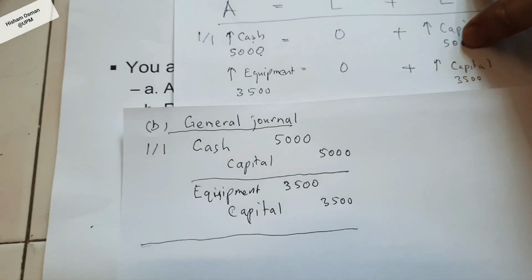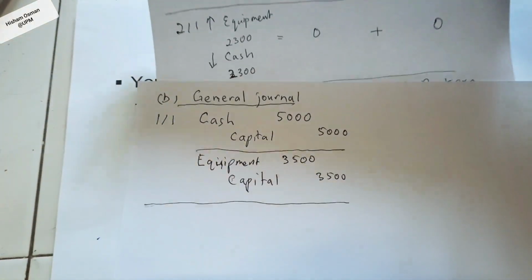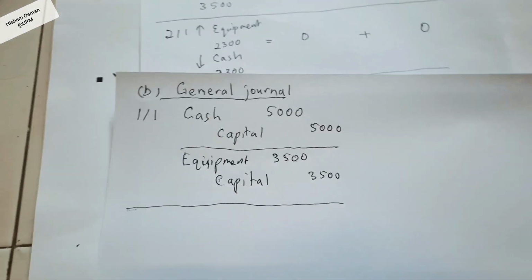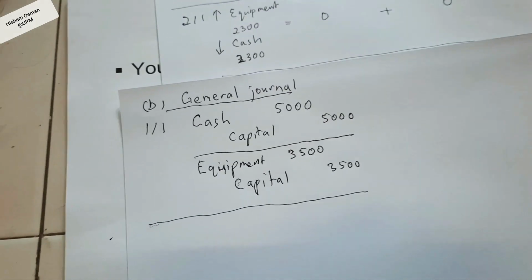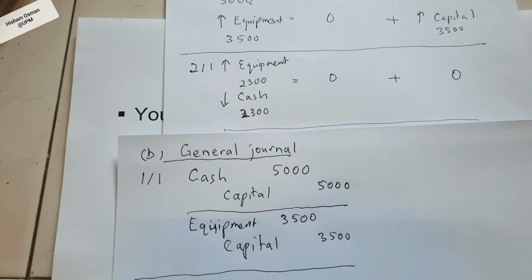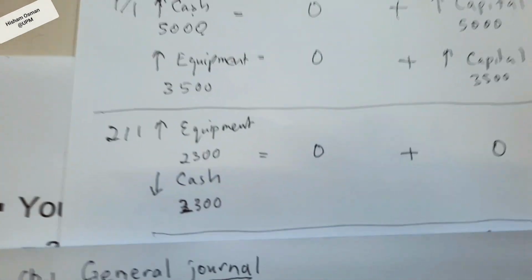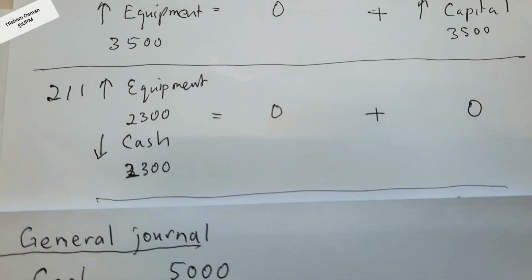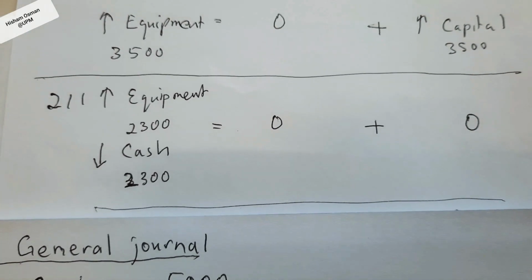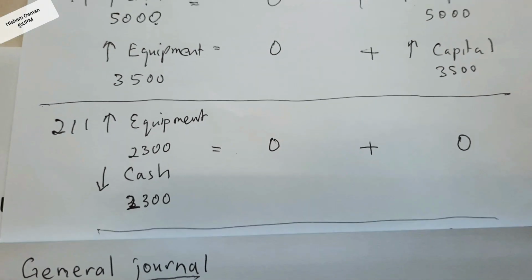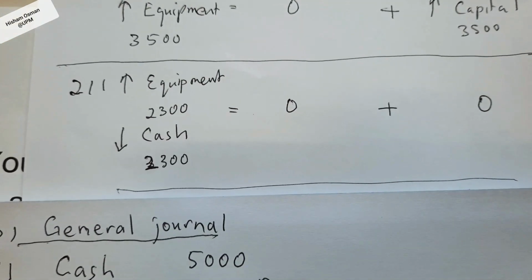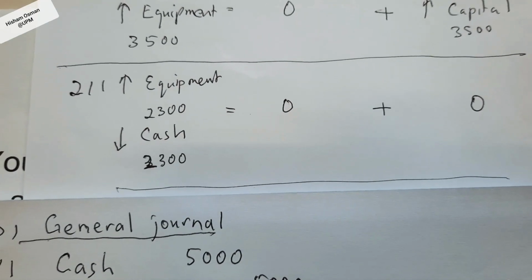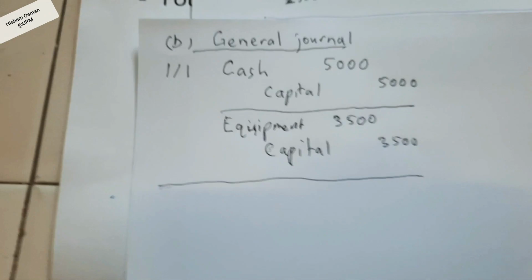Okay, so now you have to show the general journal entry for the transaction that happened on the 2nd of January. So you don't have to refer to the transaction. Remember, you have to refer to the analysis only. Okay, so here on the 2nd of January, the analysis shows that there is an increase in asset equipment 2,300, and also there is a decrease in asset cash 2,300. So how to record that in your general journal?